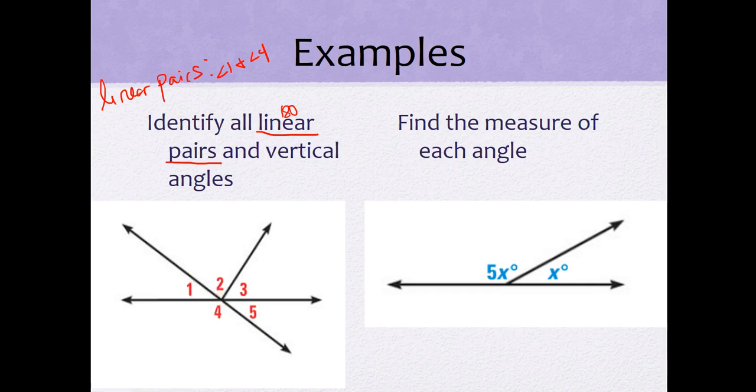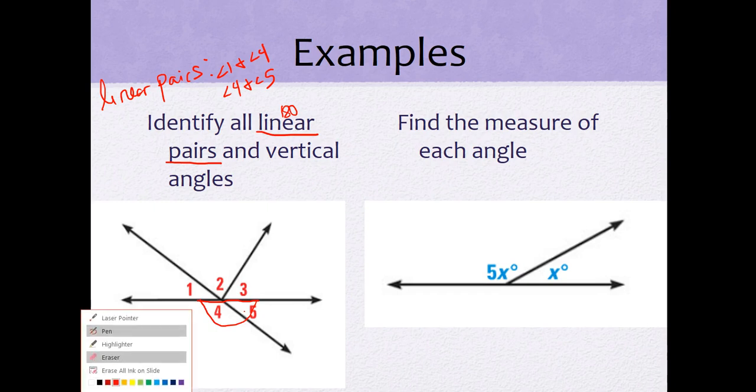See if you can find another set. There should be one more set. Hopefully you got angle 4 and angle 5, because they make this straight line down here. They're 180 degrees.